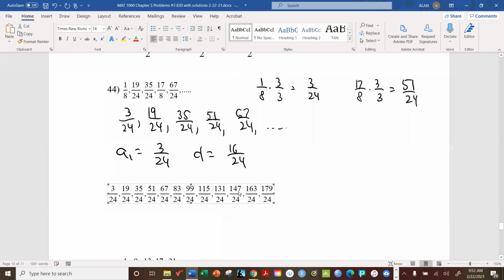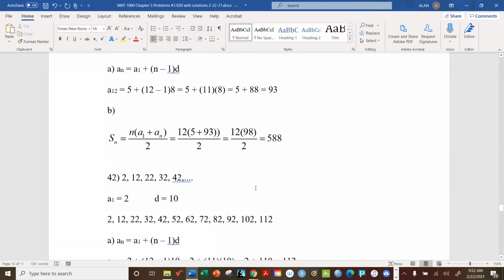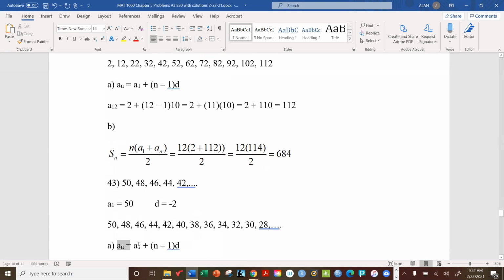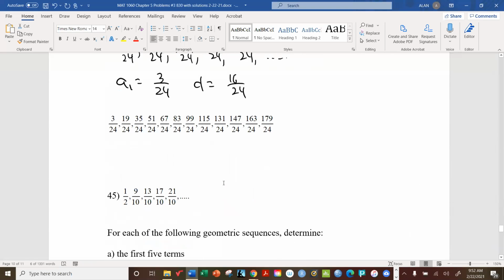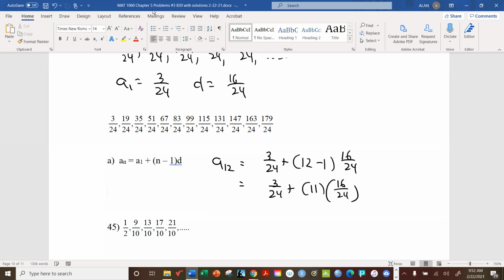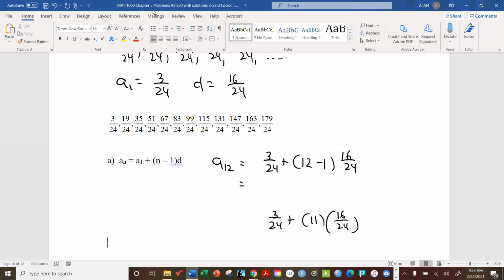What a headache that was. All right, so now, remember the first part asks for the 12th term, but let's use our formula, even though we already know what it is. So we'll have A12 is 3/24. That's 12 minus 1 times 16/24. Oh, it's proving not to be as difficult as it looks. Hold on.